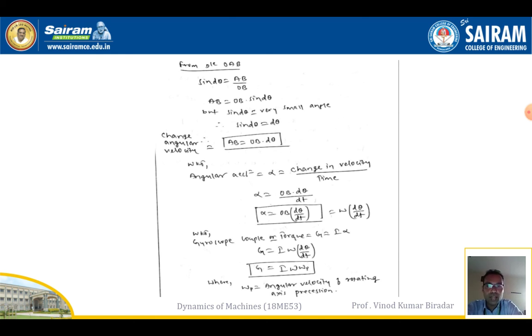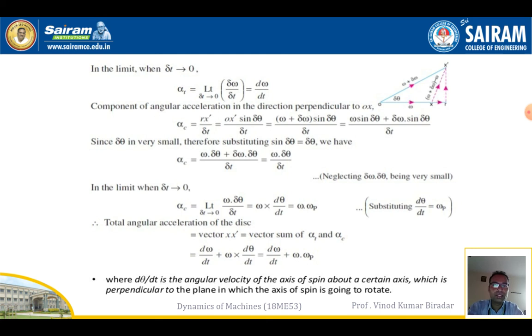Also, the gyroscopic couple or torque is equal to the mass moment of inertia into angular acceleration, which you also have to remember sometimes. If it is given in terms of mass moment of inertia, use that formula; otherwise, in about 90% of cases we are going to use the previous formula. I hope you understand these two derivations. Thank you very much.